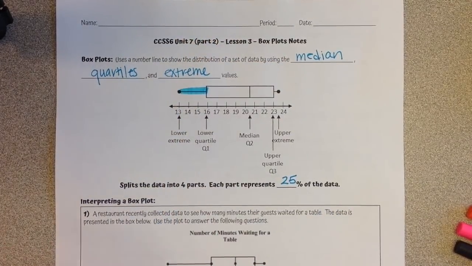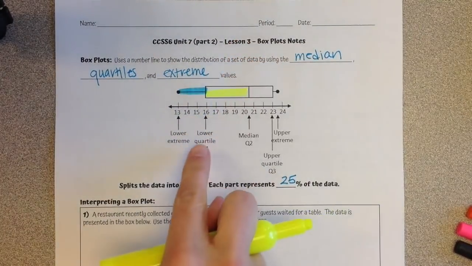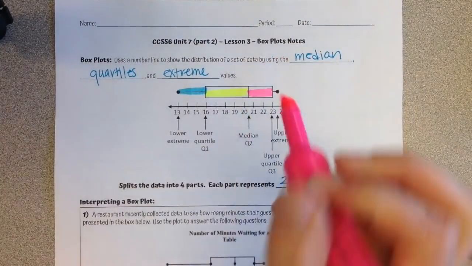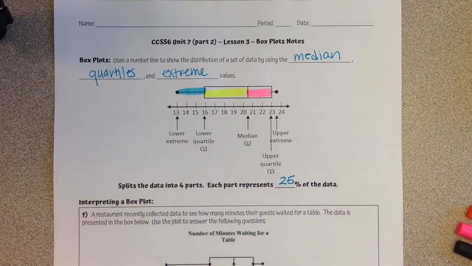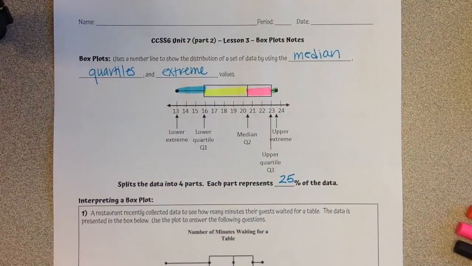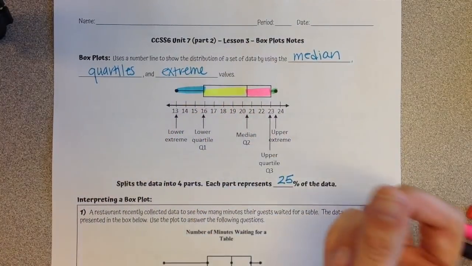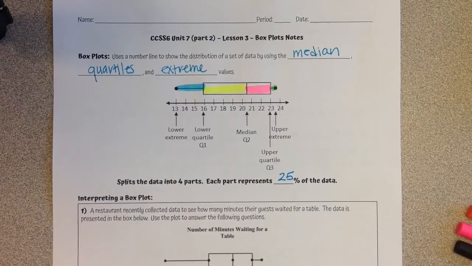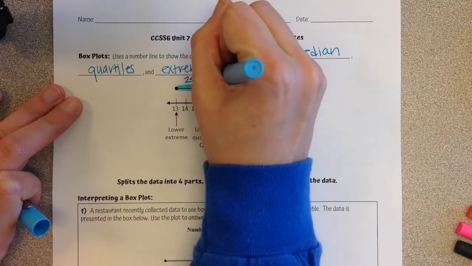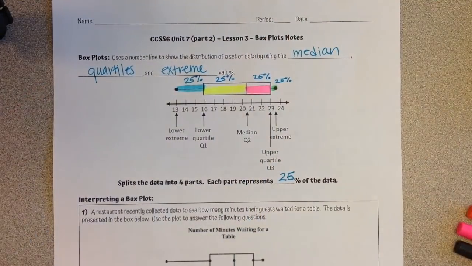You've got this first part, which is your lower extreme to your Q1. You've got this second part right here, which is your Q1 to your Q2. You've got this third part right here, which is your median to your Q3. And you've got this last part right here, which is your Q3 to your upper extreme. So they have the same number of data values, but some of them are more spread out than others, okay? But this is going to represent 25% of the data, this is another 25% of the data, this is another 25% of the data, this is another 25% of the data.